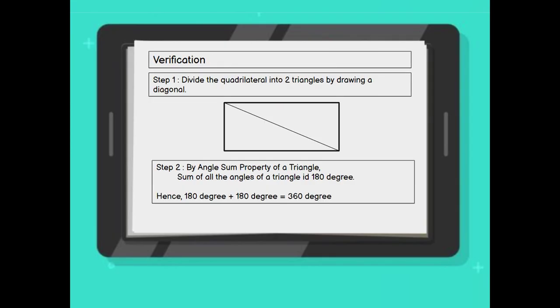Now let's verify that all the angles of a quadrilateral sum to 360 degrees or not. First, we'll divide the quadrilateral into 2 triangles by drawing a diagonal. By the angle sum property of a triangle, sum of all angles of a triangle is 180 degrees. So here we have 2 triangles. So therefore 180 plus 180 is 360 degrees.